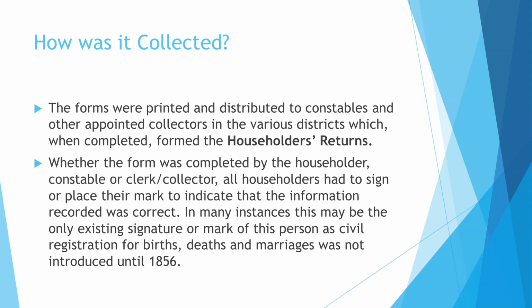So how was it collected? So the forms were printed, distributed to constables and other appointed collectors in the various districts, and then taken out to each of the households where they either willingly or unwillingly filled in the forms. Whether the form was completed by the householder or by the constable or clerk collector, because there would have been quite a few people who couldn't write, all householders had to sign or place their mark to indicate that the information recorded was correct. So in many instances, this may be the only existing signature or mark of this person because civil registration for birth, deaths and marriages wasn't introduced until 1856.